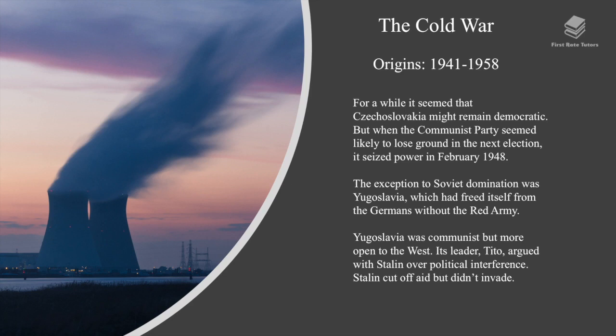The exception to Soviet domination was Yugoslavia, which had freed itself from the Germans without the Red Army. Yugoslavia was communist but more open to the West. Its leader, Tito, argued with Stalin over political interference. Stalin thus cut off aid but did not invade.